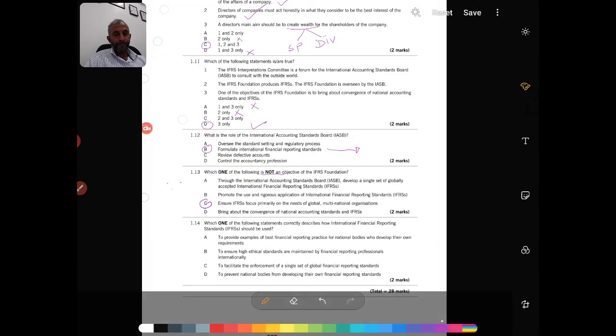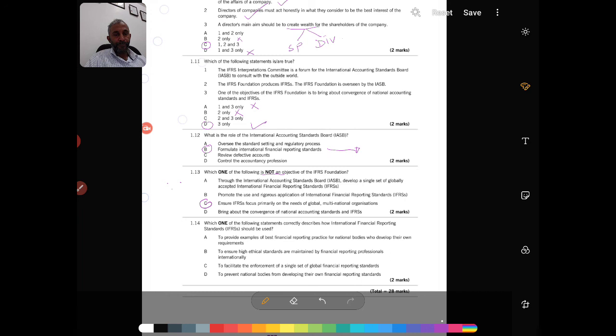So the 1.13 answer is C. Now 1.14. Which one of the following statements correctly describes how international financial reporting standards should be used? To provide examples of best financial reporting practice for national bodies who develop their own requirements; to ensure high ethical standards are maintained by financial reporting professionals internationally; to facilitate the enforcement of a single set of global financial reporting standards; and finally, to prevent national bodies from developing their own financial reporting standards.